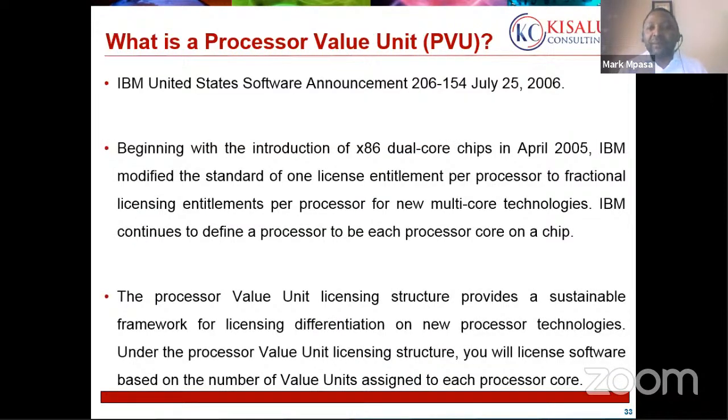So came 2006, they made an announcement, and from April 2005, where the chips were very differentiated, IBM was now licensing per core, per unit of processing power that is on the chip. And that was the value unit licensing scheme that was introduced since then.